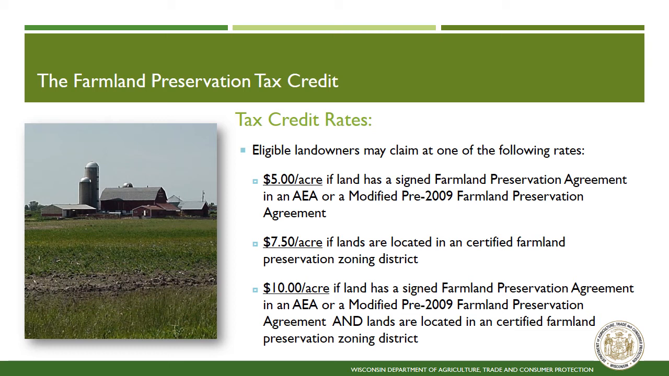A landowner can claim $7.50 per acre if they own land in a certified farmland preservation zoning district. A landowner can claim $10 per acre if they have lands enrolled in a farmland preservation agreement in a designated AEA and those lands are located in a certified farmland preservation zoning district.